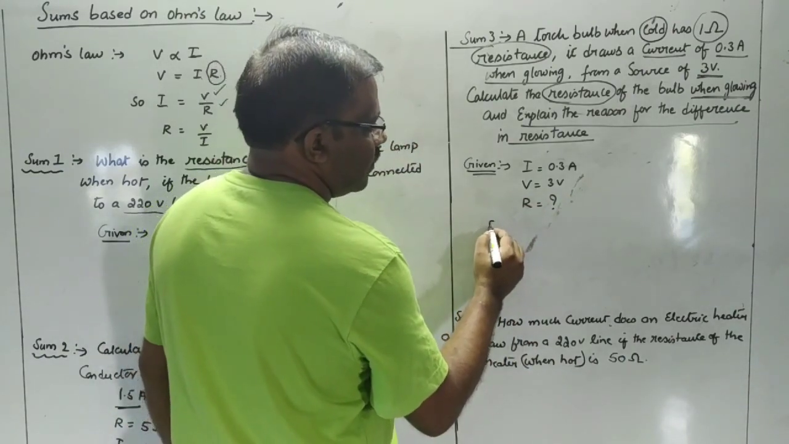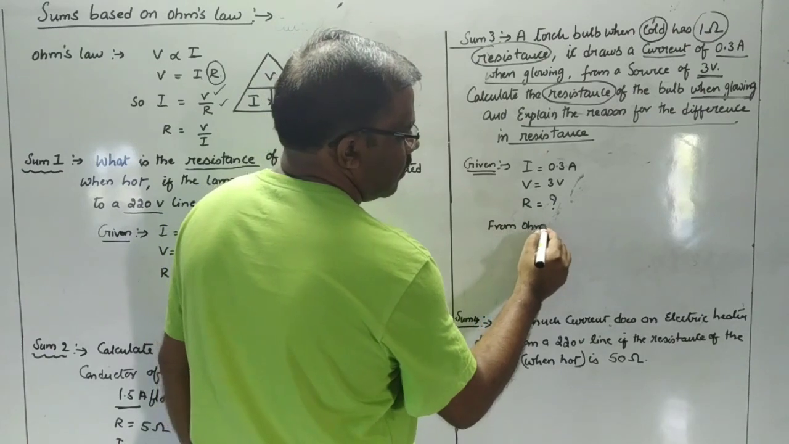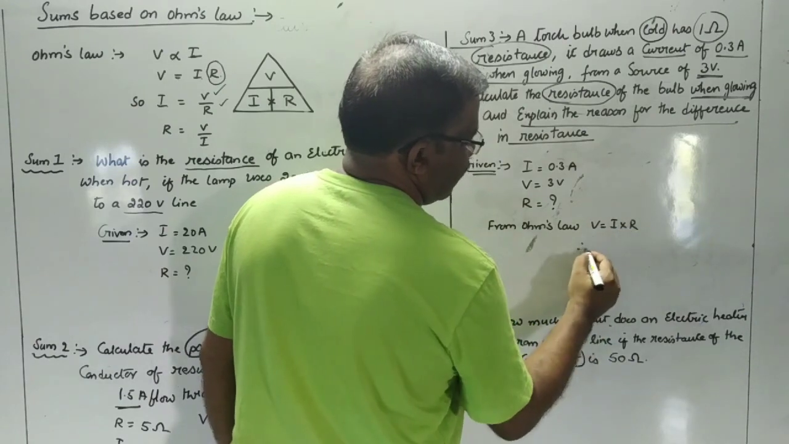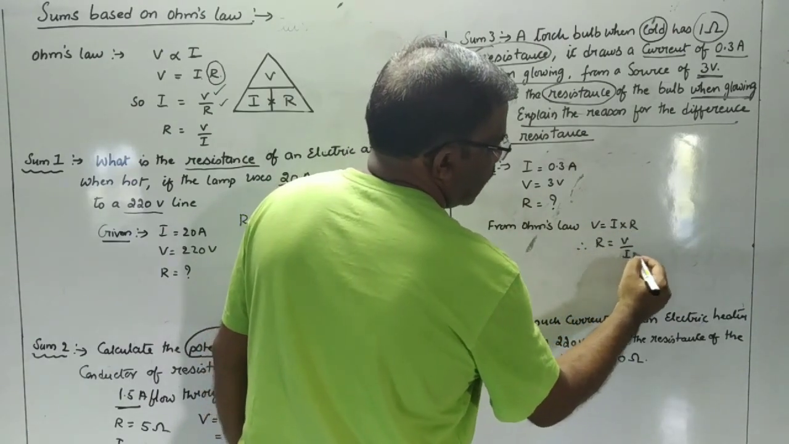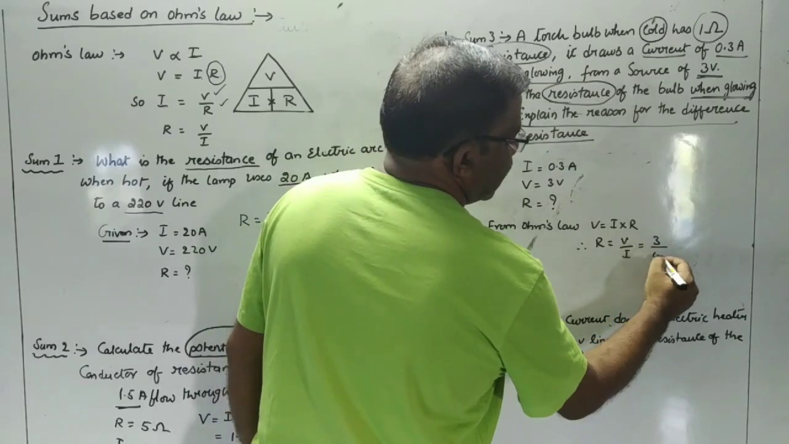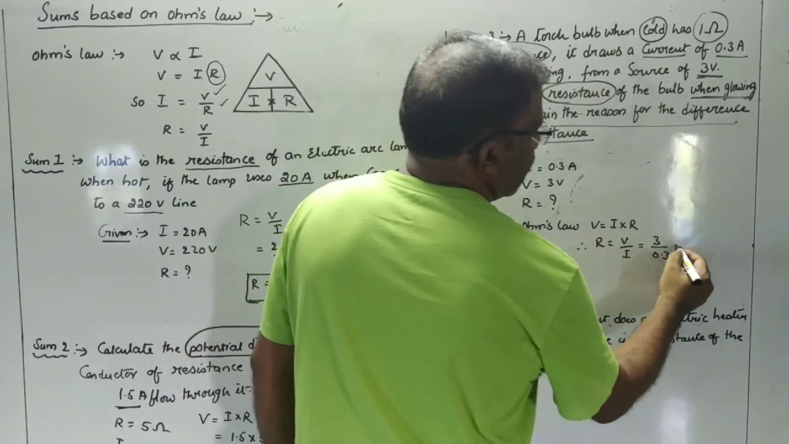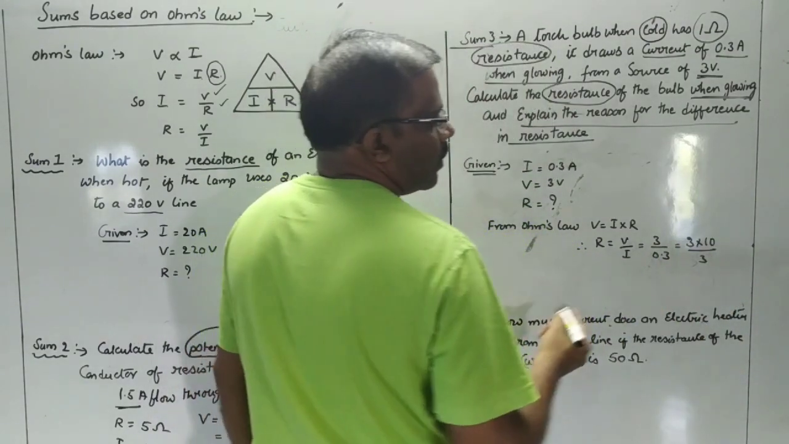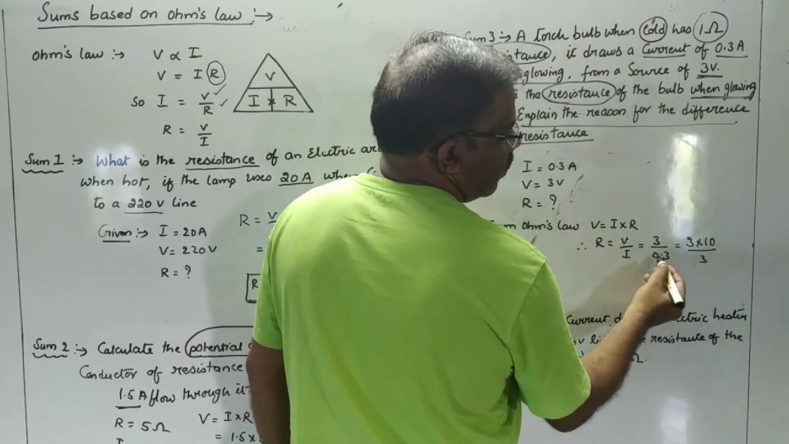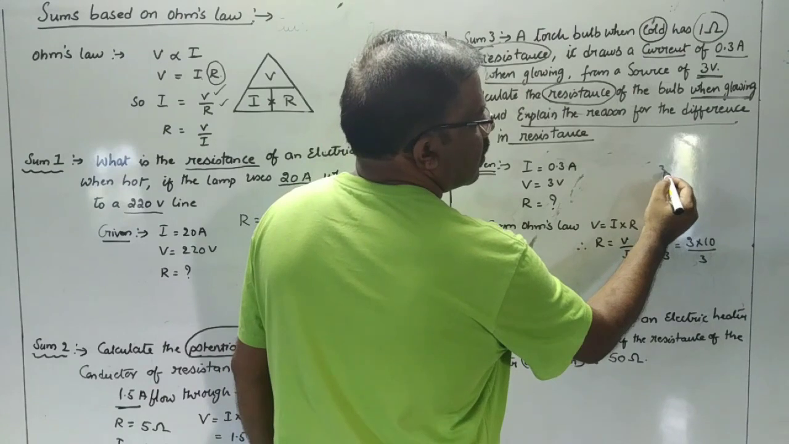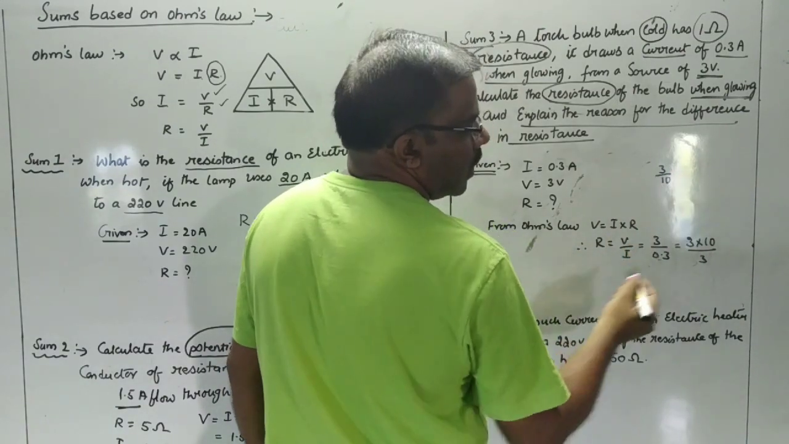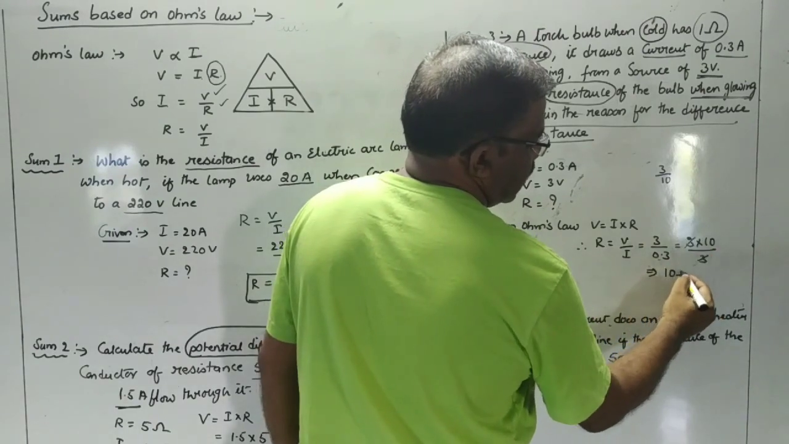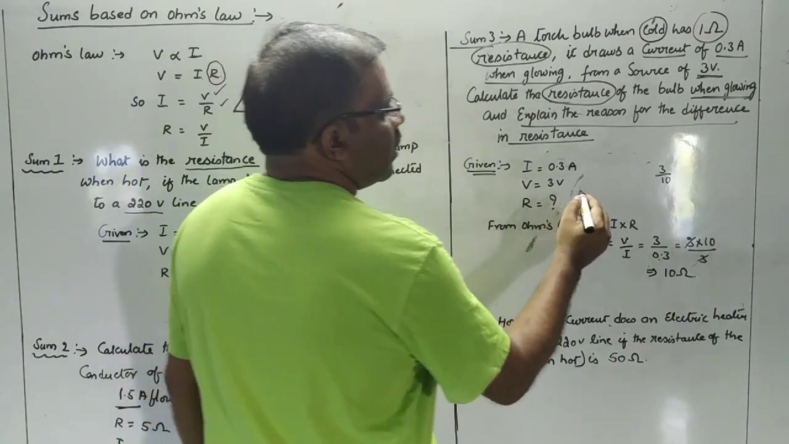So from Ohm's law, V is equal to I into R. Therefore, R is equal to V by I, which is equal to 3 divided by 0.3. Or you can write it as 3 into 10 by 3. Why can we write 10 by 3? Because 0.3 is written as 3 by 10. So this 3 will be here, 10 will go there. 3 gets cancelled. What is the R value? 10 ohms.